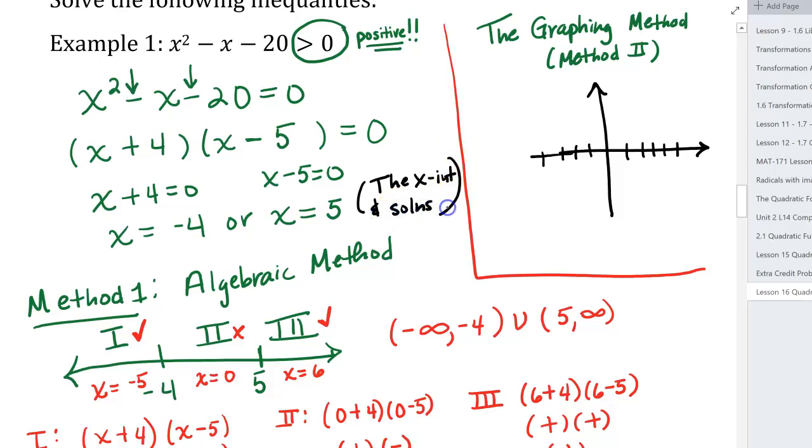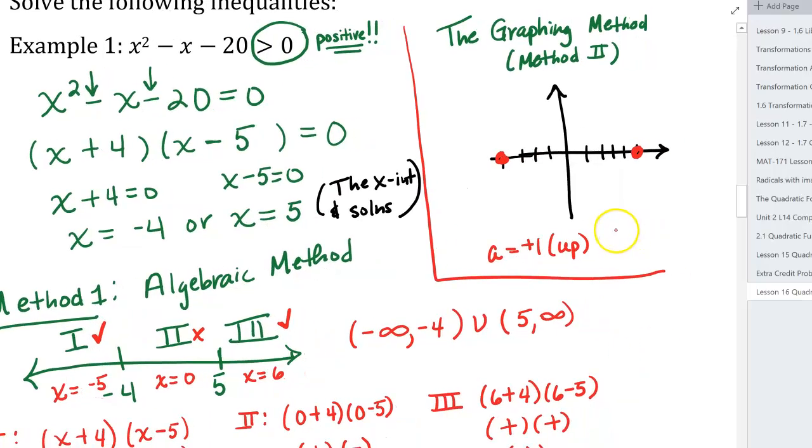And I just abbreviated solutions, SOLNS. So I know the graph of this parabola is going to cross the x-axis at -4 and at 5. I also know that since a is equal to +1, it's going to open up. And so since I have my x-intercepts, (-4, 0) and (5, 0), and I know the graph opens up, I can draw a very rough sketch of the graph.